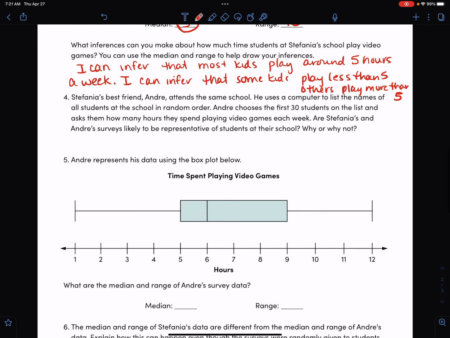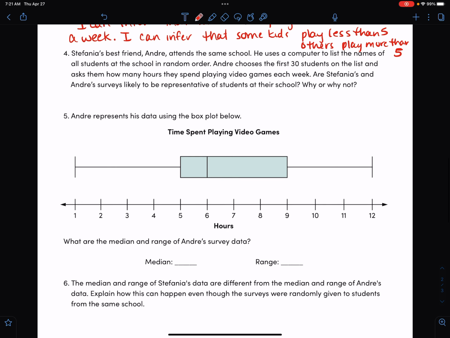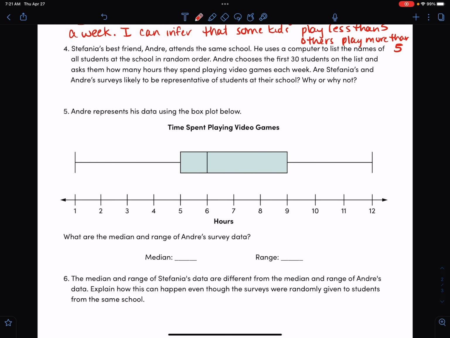All right, so now we're going to look at the other dot plot that's already created. Stefania's best friend, Andre, attends the same school. He uses a computer list to generate the names of all students at the school in random order. Andre chooses the first 30 students on the list and asks them how many hours they spend playing video games each week. Are Stefania's and Andre's surveys likely to be representative of students at their school? Why or why not?